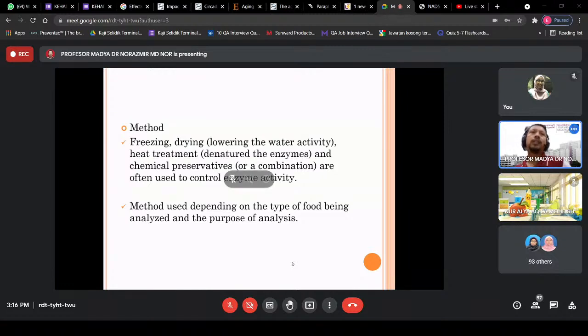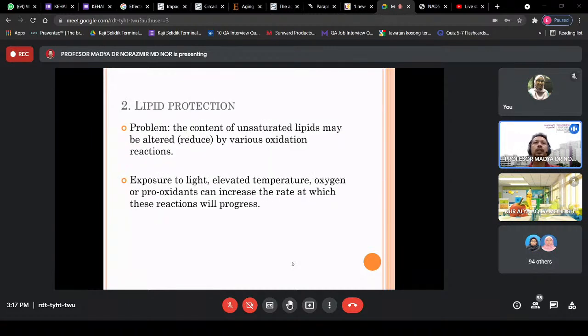So the methods are freezing and drying to lower the water activity, or we use heat treatment to denature the enzyme, and chemical preservatives. There are some very specific chemicals to prevent the enzyme from taking place. The method used depends on the type of food being analyzed and the purpose of the analysis.